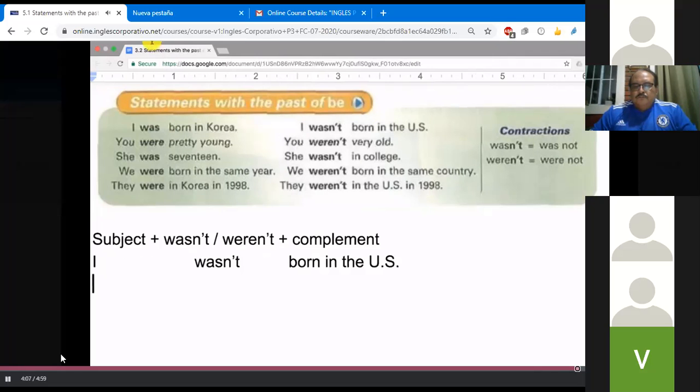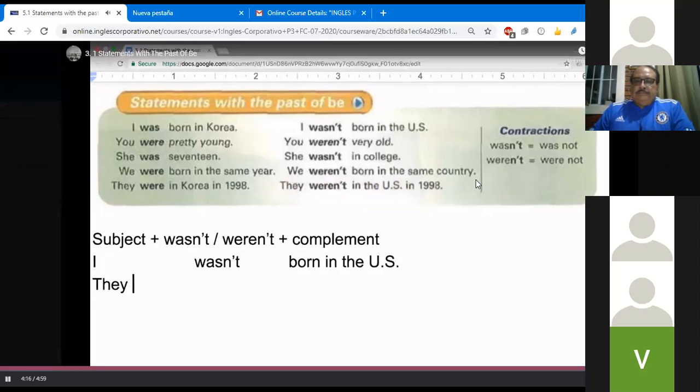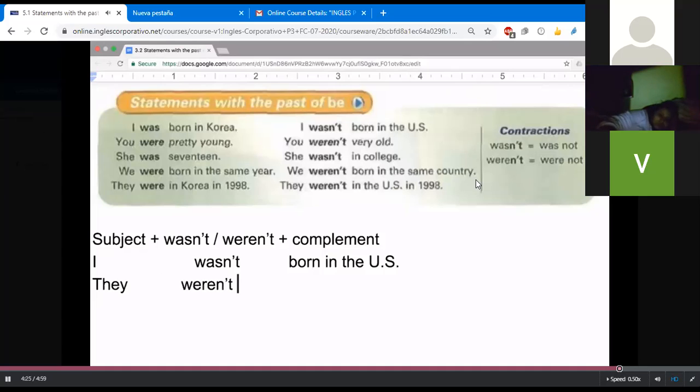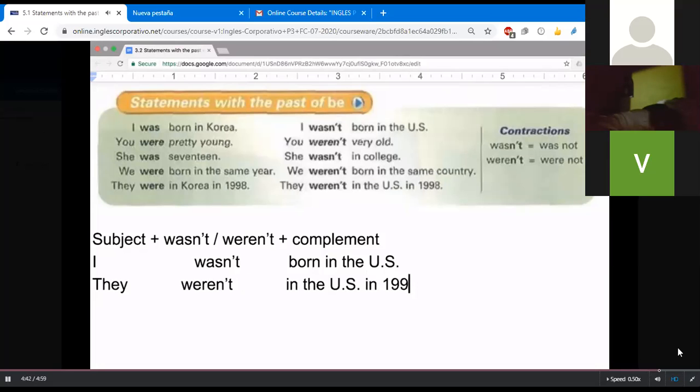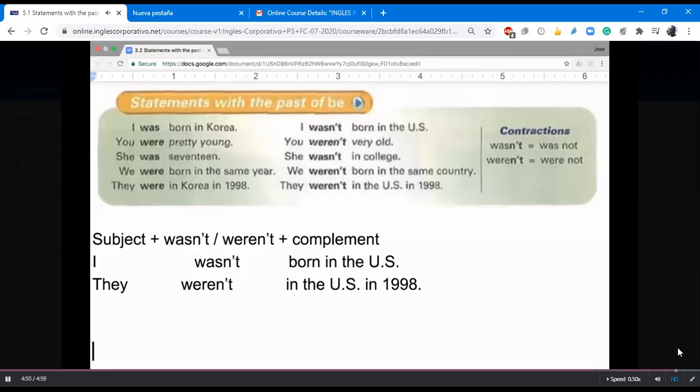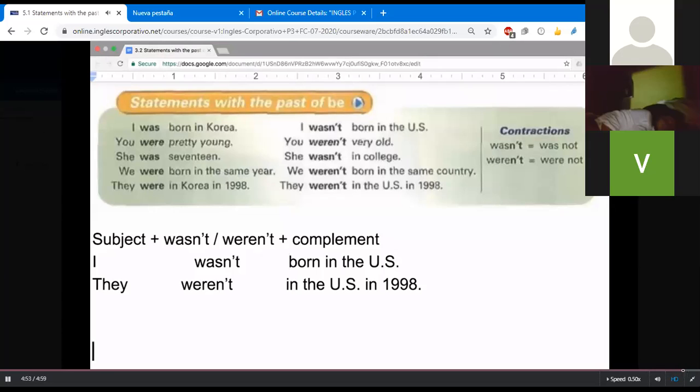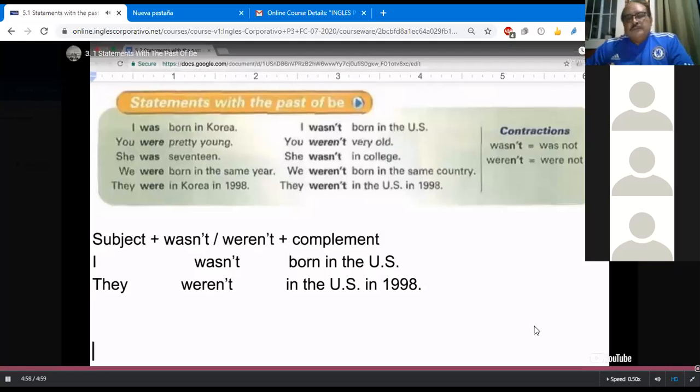Let's analyze one more example. They weren't in the US in 1998. First, we need to add the subject they. Then we'll use the verb to be in the past in its negative form, weren't. I would like to point out that this is the same as saying were not. But we will typically use contractions. Finally, we include a complement, in the US in 1998. Now it's your turn to practice making positive and negative statements in the past with be about yourself, friends, and family. After you finish this activity, share your work in our discussion forums.